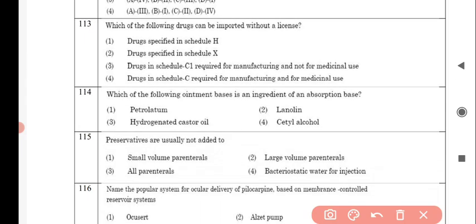Next question is, which of the following drugs can be imported without a license? And the correct answer is option number 3, drugs in schedule C1 required for manufacturing and not for medicinal use. Next question is, which of the following ointment bases is an ingredient of an absorption base? And the correct answer is option number 2, that is lanolin. Next question is, preservatives are usually not added to. The correct answer is large volume parenterals.